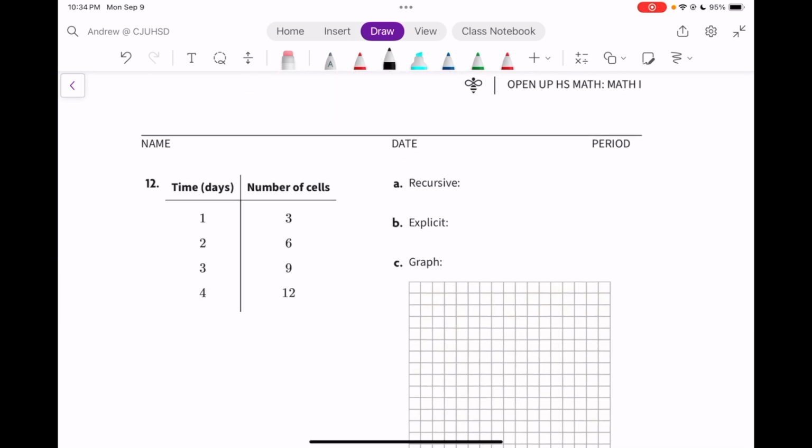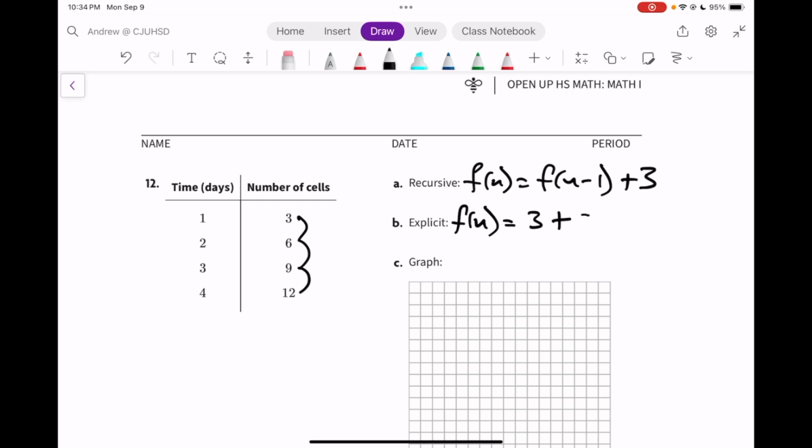Is this arithmetic? Sure, plus 3, plus 3, plus 3. So the recursive is, I take the previous and I add 3. Explicitly, I start at 3 and I add 3 n minus 1 times.